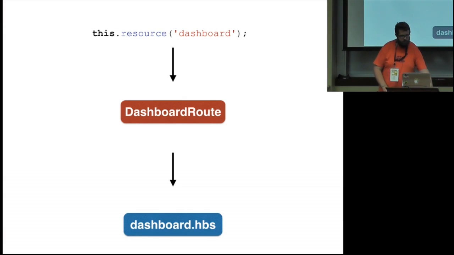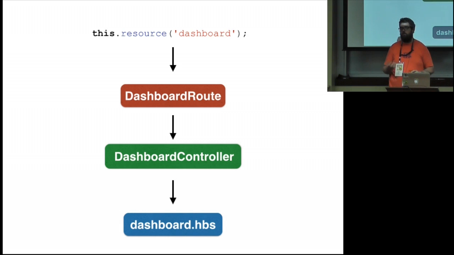All right, so we define a resource. It tells us what template we're going to render. And then it also gives us where to put the data access stuff, the setup, and that's in the route. There's another object that comes in here, and that's the controller.